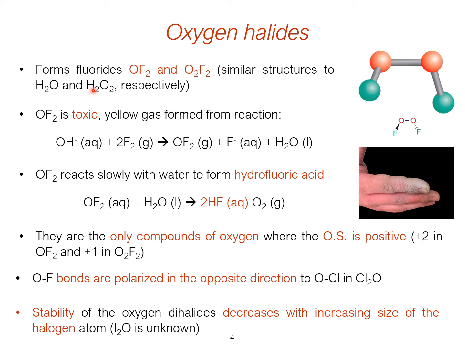So for example, OF2 is a toxic yellow gas. The bromide equivalent is very unstable and will decompose even before we get to room temperature. And then right at the bottom with I2O, that's not even possible, it's unknown.